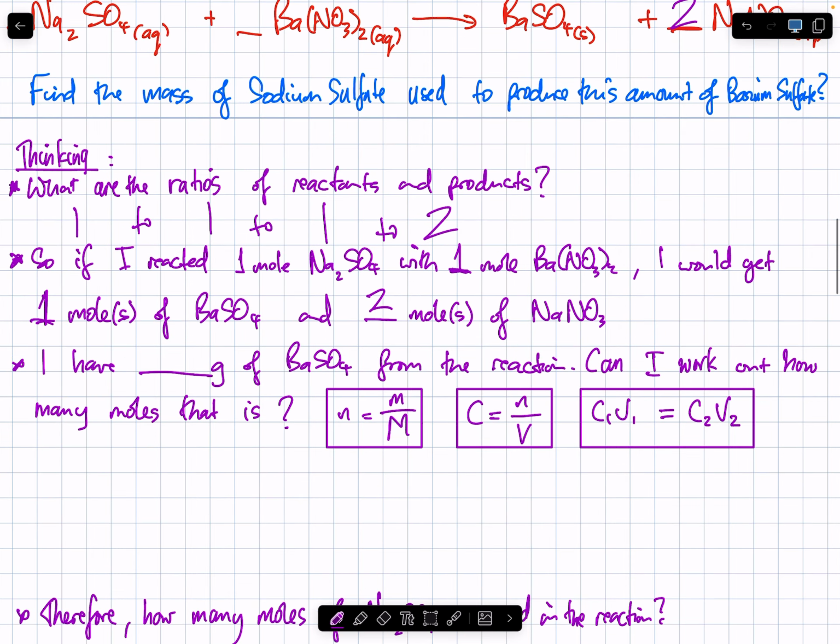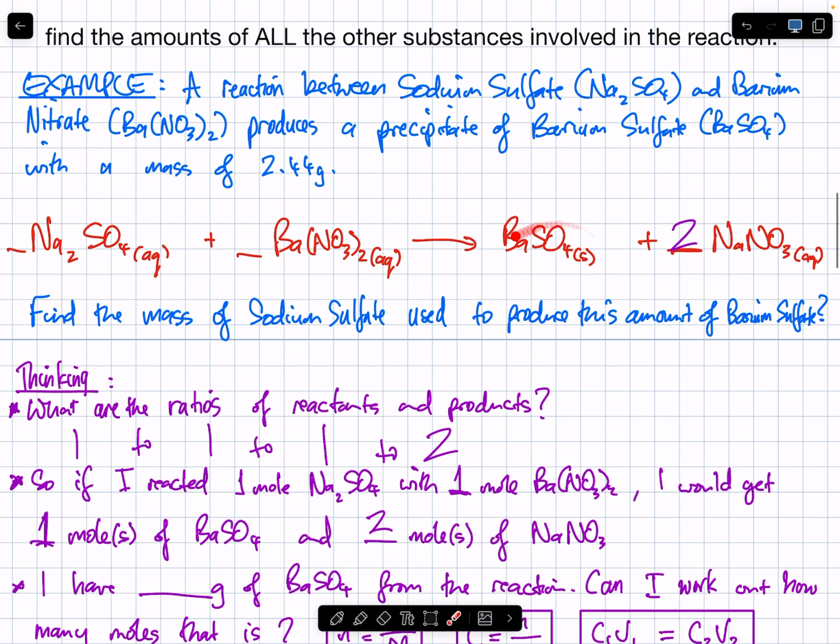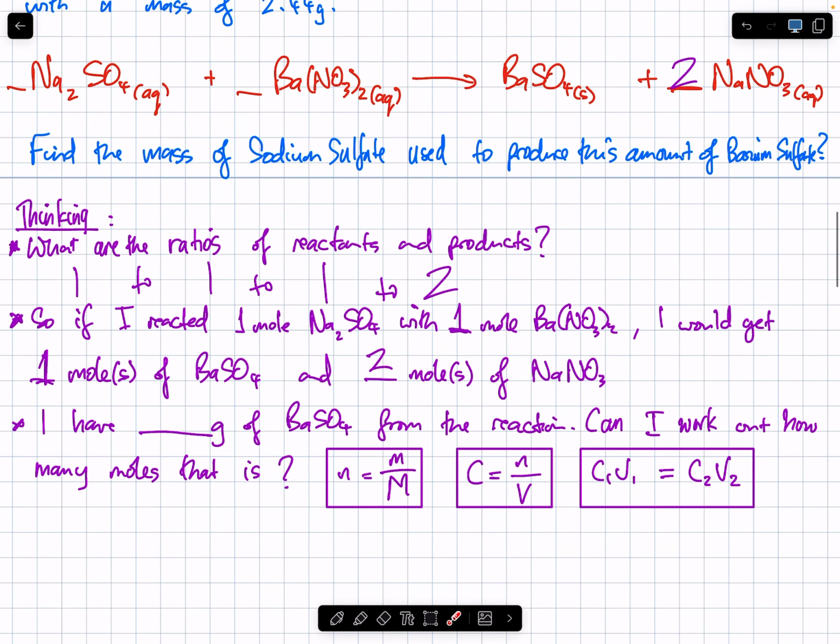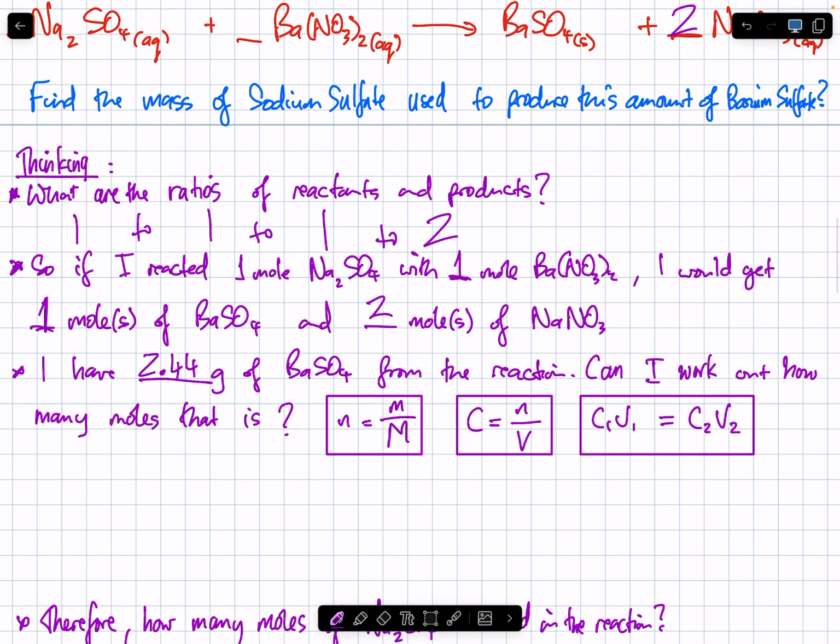But we're not talking moles. The only thing I know is how many grams of this stuff did I get according to the question. I got 2.44 grams of that stuff. So I have 2.44 grams of barium sulfate from the reaction. Can I work out how many moles that is?